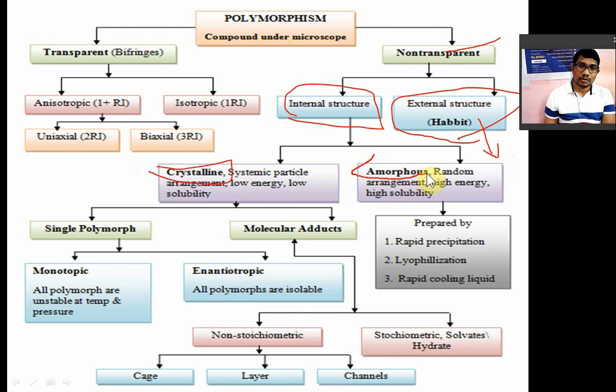So the compound may have a crystalline structure or an amorphous structure. Crystalline means what? During the formation of a crystal, there is a systematic arrangement of particles in the crystal lattice, and that's why you can say this system is stable. It has low energy and low solubility.